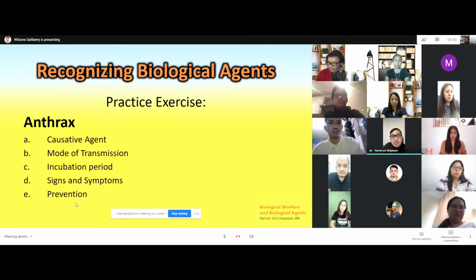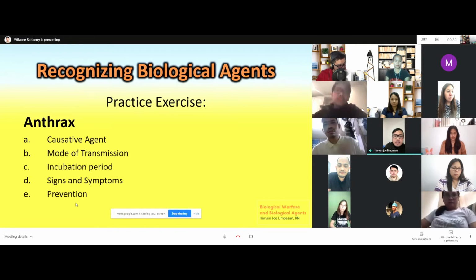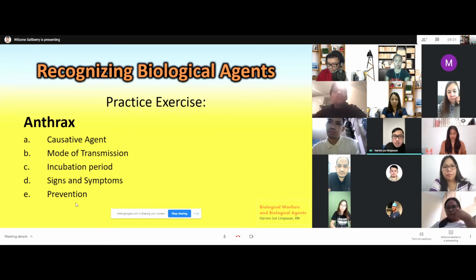So recognizing biological agents. We will not be discussing all the specifics of the biological agents. We'll just do one practical exercise that will be for anthrax. So anthrax, causative agent, as you have seen in the previous slides, is Bacillus anthracis, a spore-forming bacteria. The mode of transmission can be in three ways.